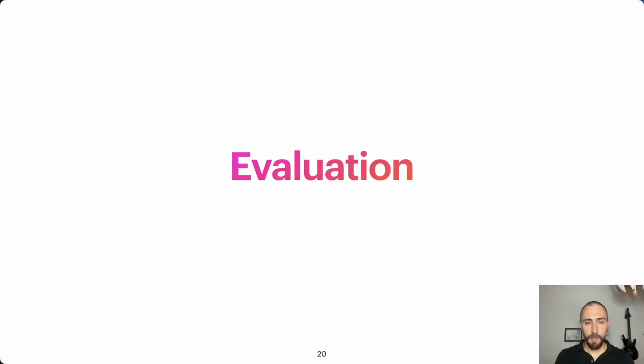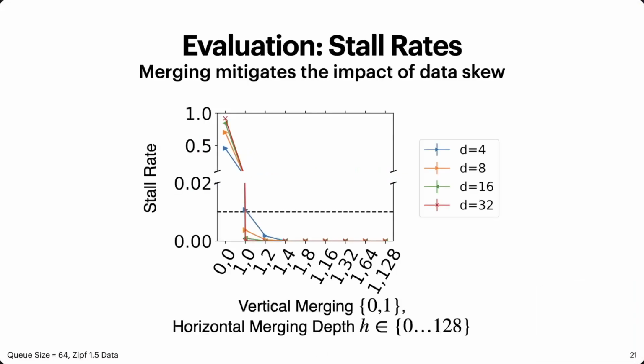Now, let me highlight a couple of findings from our evaluation. First, let's talk about stall rates. That's the share of clock cycles the architecture is not doing useful work because it's resolving conflicts. We have computed that value here with a simulator, and bank memory alone is really good with uniform data. So what I show you here are the results for Zipf distribution. That means that the data is skewed.